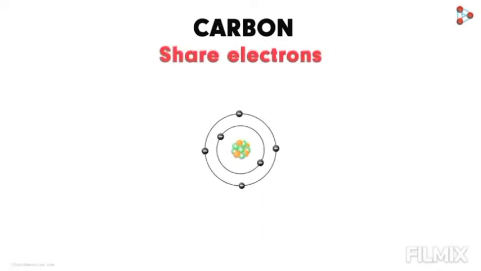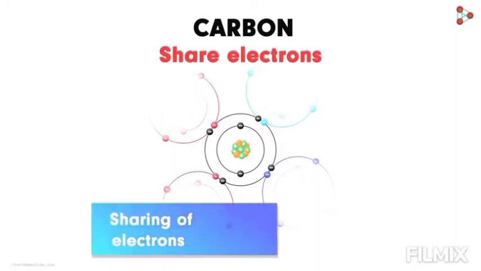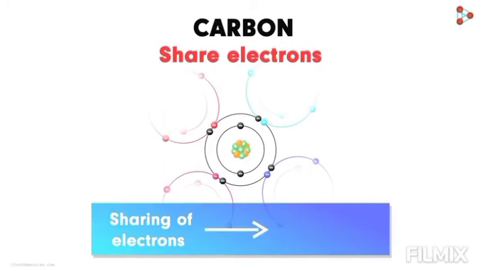Now the only possibility for a carbon atom is to share electrons, to share the 4 valence electrons in the outermost shell. Now we can see how they can share electrons. Here, when it shares its electron with any other element, this sharing of electrons is known as a covalent bond. So the main property of carbon is that it can form covalent bonds with other elements.